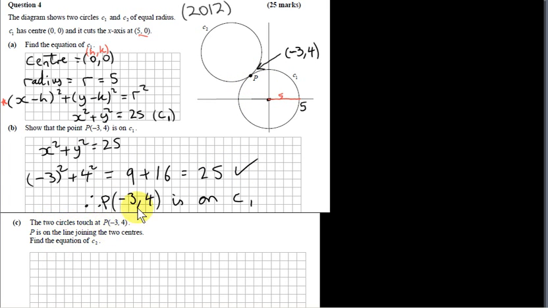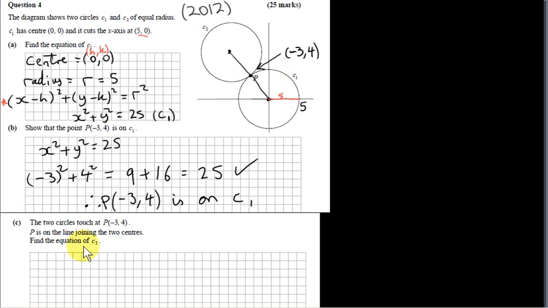The two circles touch at the point P. Well, we see that on the diagram. P is the point with coordinates minus 3, 4. P is on the line joining the two centers. Well, that's always true actually. If two circles touch at one point, then that point is on the line joining the centers of the two touching circles. So, we don't really need to state that, but it happens to be true in general.